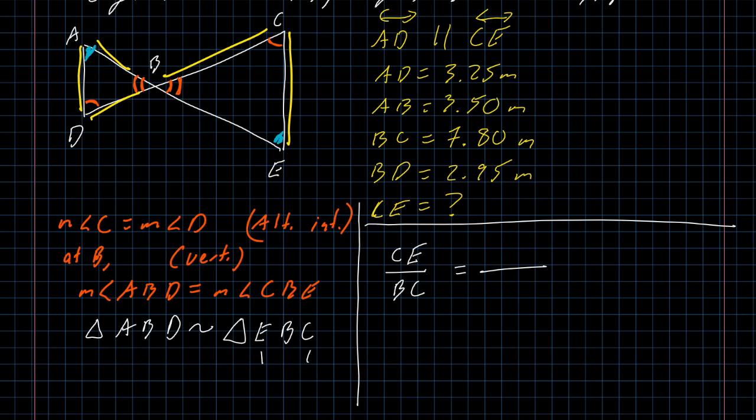I want to match CE. That's the first and last letter. So I come over here and I look at the first and last letter. Those are A and D. That's how I match it up. I need to match BC. That's the last two letters. I come over here and I look at the last two letters. Those are B and D.